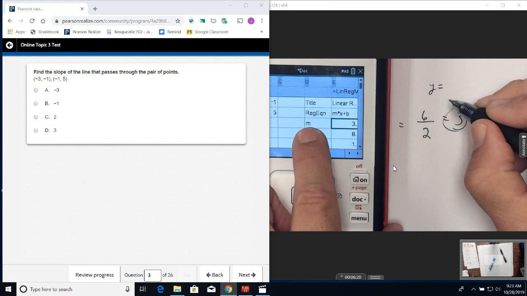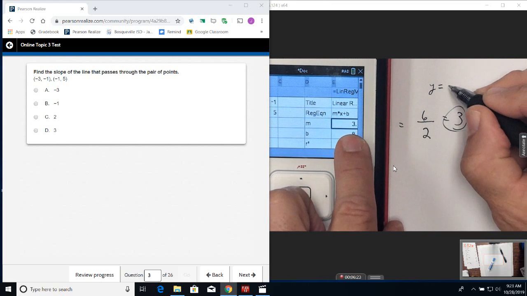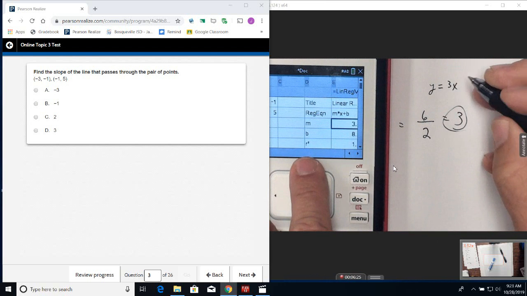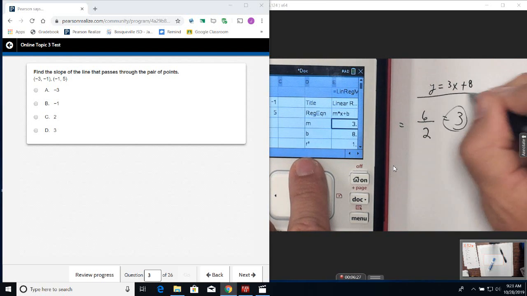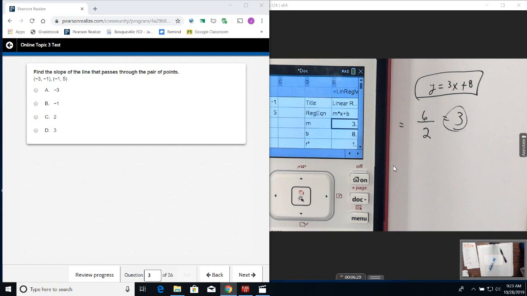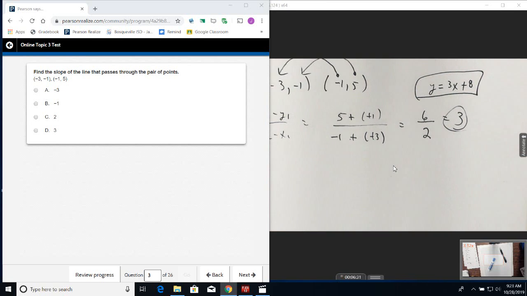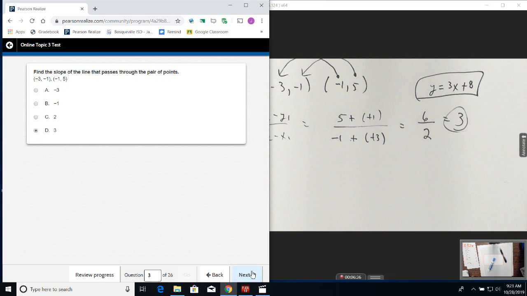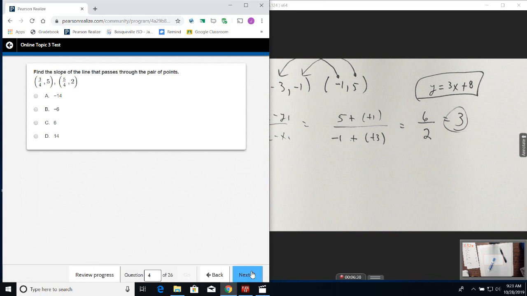What would the equation of this line be? Y is equal to the slope times x, so it'd be 3x what? Plus my y-intercept, which is 8. There you go. If it asked for that. Now it didn't, it just asked for the slope. So what's the slope? D.